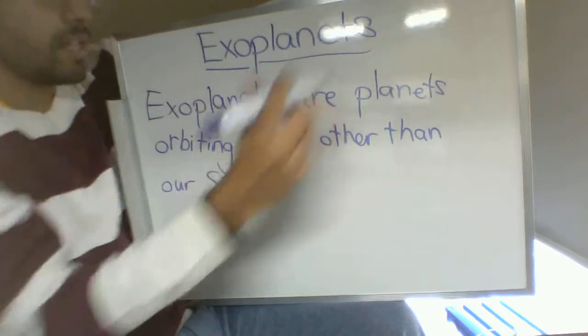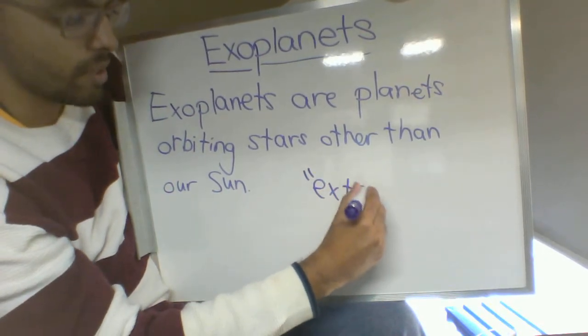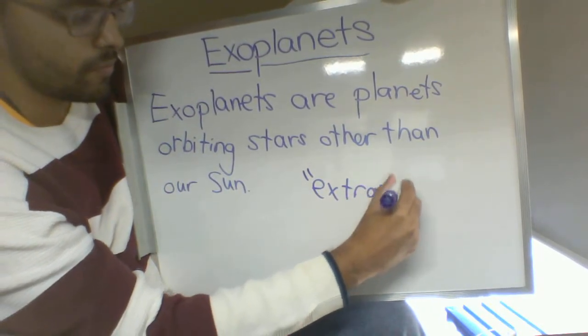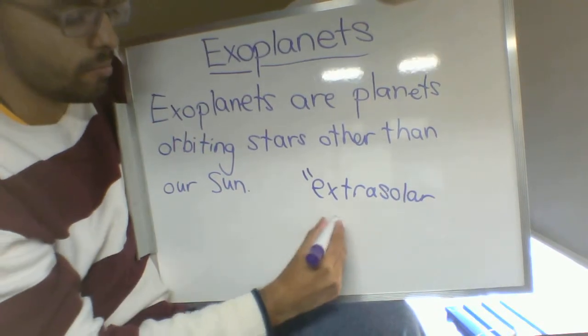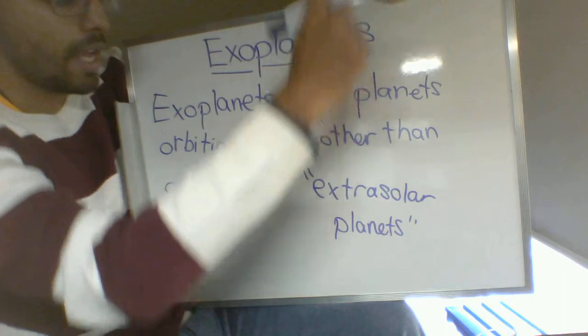So they're called exoplanets instead to differentiate them from the planets of our solar system. You may also see the name extrasolar planets. Extrasolar planets. That's just another name for exoplanets.